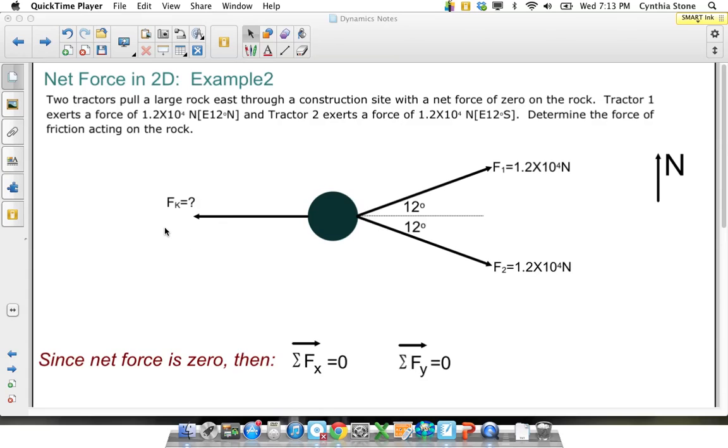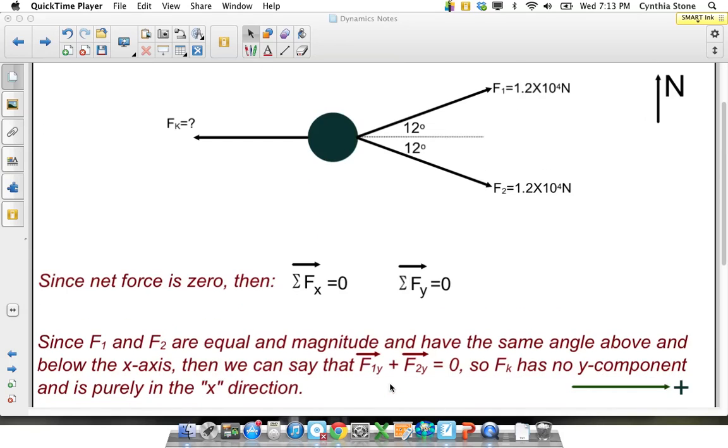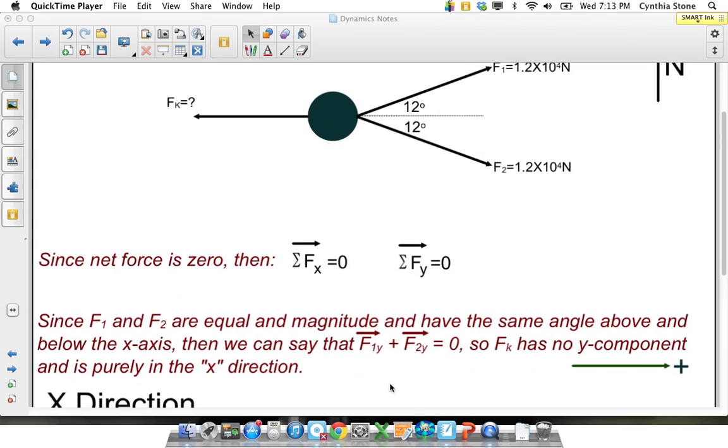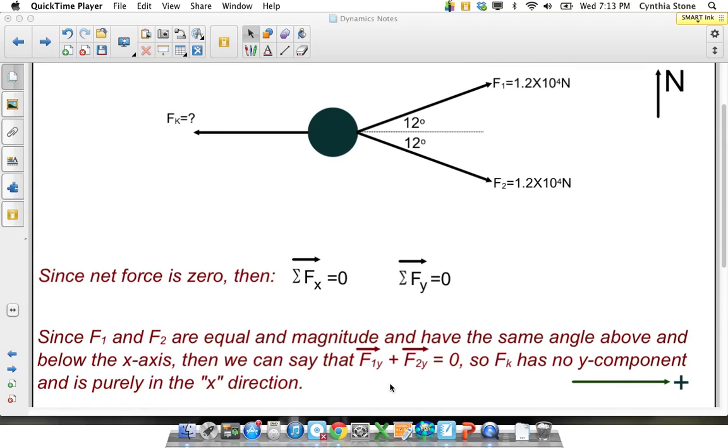and I want to find the friction force. Because the net force is 0, I know that the net force in each direction must be 0. There's no net force in the x, there's no net force in the y. So when I solve it, this one's a little bit easy because there's no net force in the y, and we want to find friction, right? We want to find this one here. So we know the net force, it's like we're solving for something else.